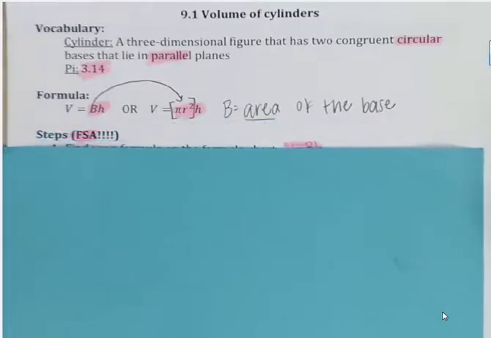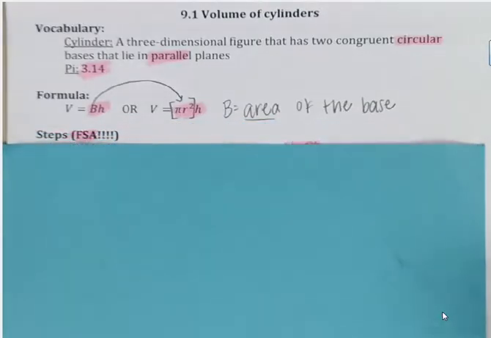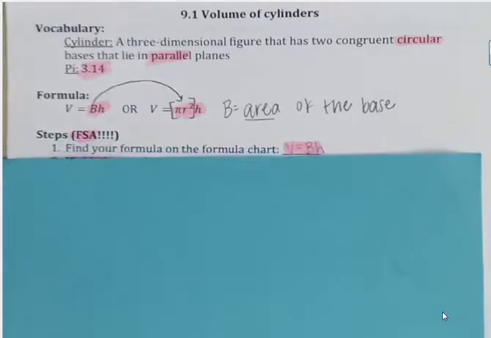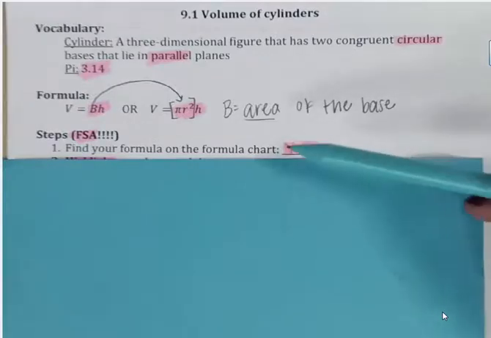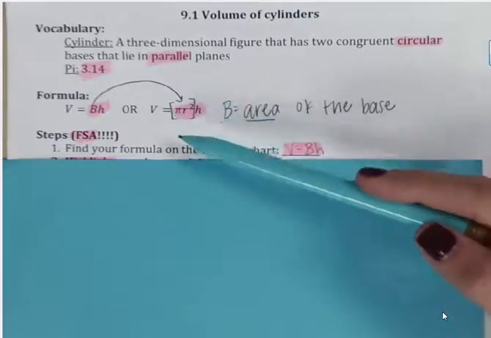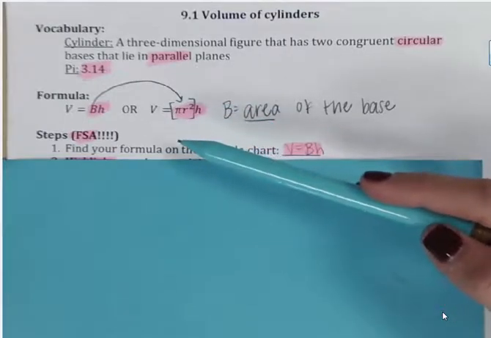So, steps. First of all, you have to use FSA. We're going to make you use FSA. There's no questions about it. So you either like it or you're going to learn to like it. Your first step is find your formula on your formula chart. You're going to see that V is equal to B, big B times H. Now, it's not going to have this formula, so we're going to need to write that eventually.